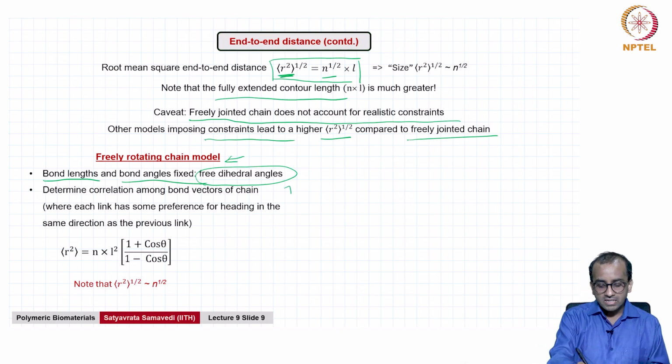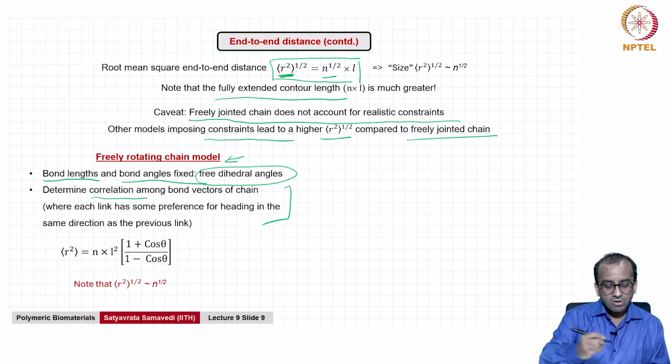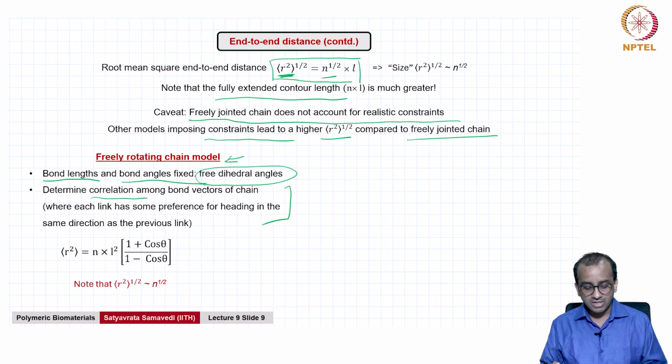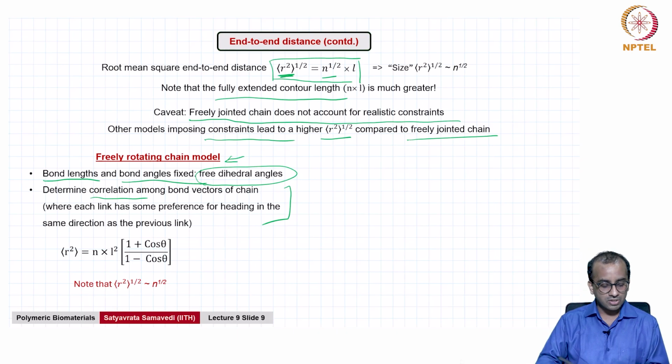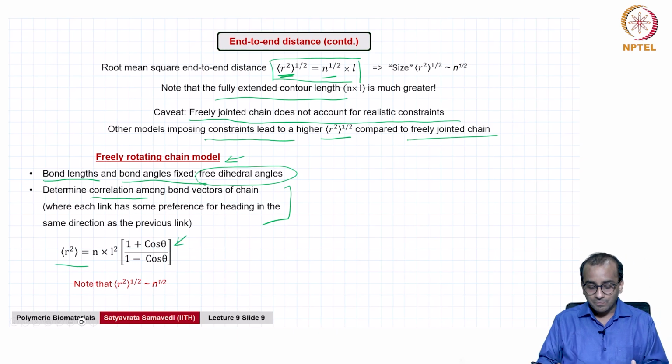And here you can ask, unlike the freely jointed chain model, can you determine the correlation among bond vectors of the chain, or in other words, each subsequent link has some preference for heading in the same direction as the previous link. So, if you now consider these aspects and you look at the final expression for mean square end-to-end distance, you see that the bond angle is embedded here.